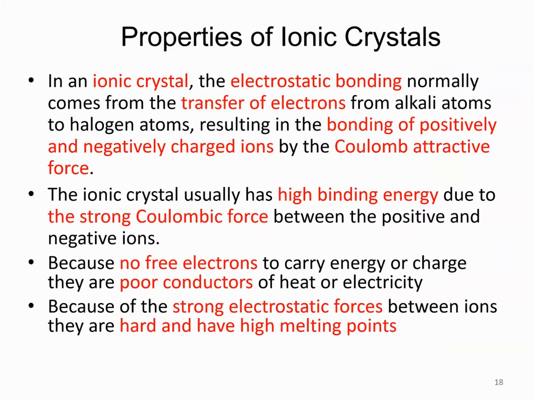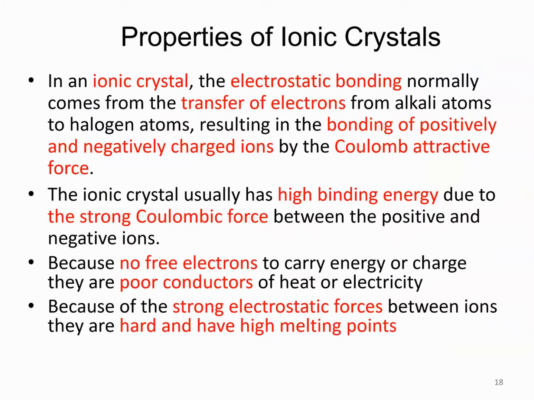The property of ionic crystal. In an ionic crystal, the electrostatic bonding normally comes from the transfer of electron from the alkaline atom to the halogen atom, resulting in the bonding of positively and negatively charged ions by the Coulomb attractive force. The ionic crystal usually has high binding energy due to the strong Coulombic force between the positive and negative ions.